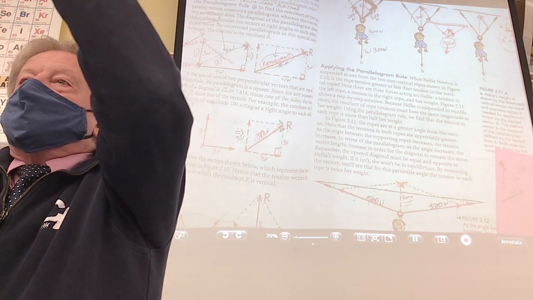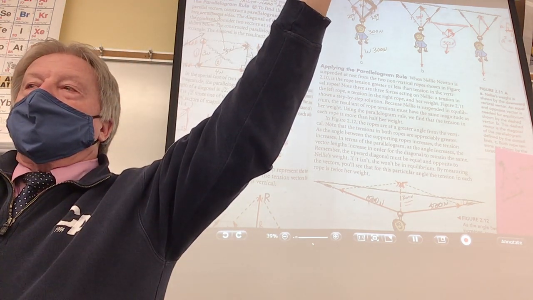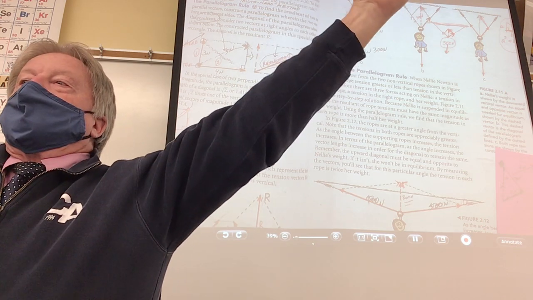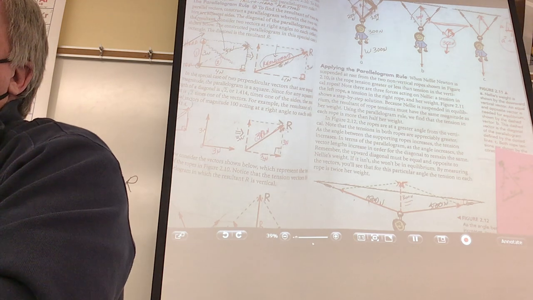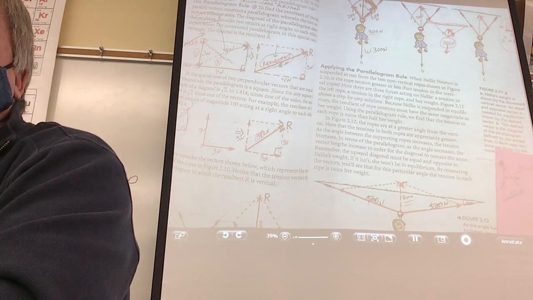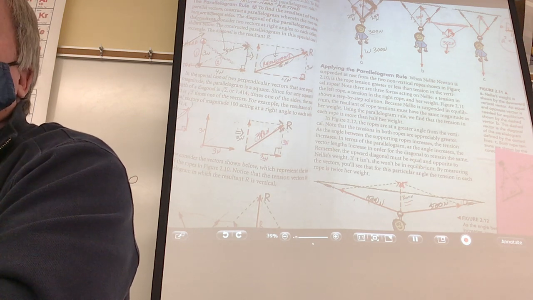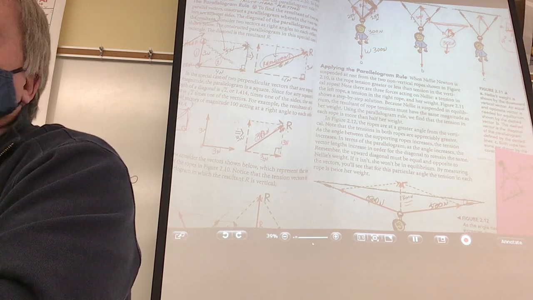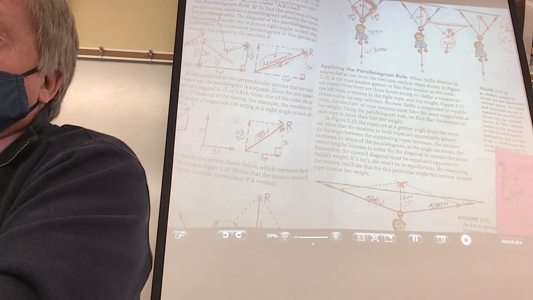So now let's do 2, and they're not straight up and down. Now what happens? What happens when you do that? What's the tension? Do you think it's going to be 300? Well, no, there's 2 ropes. Do you think it's going to be 150? Yes. And let's find out.